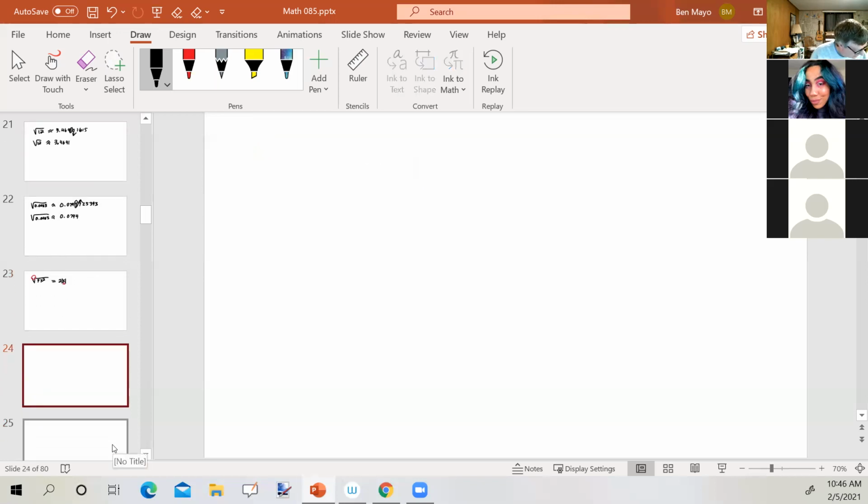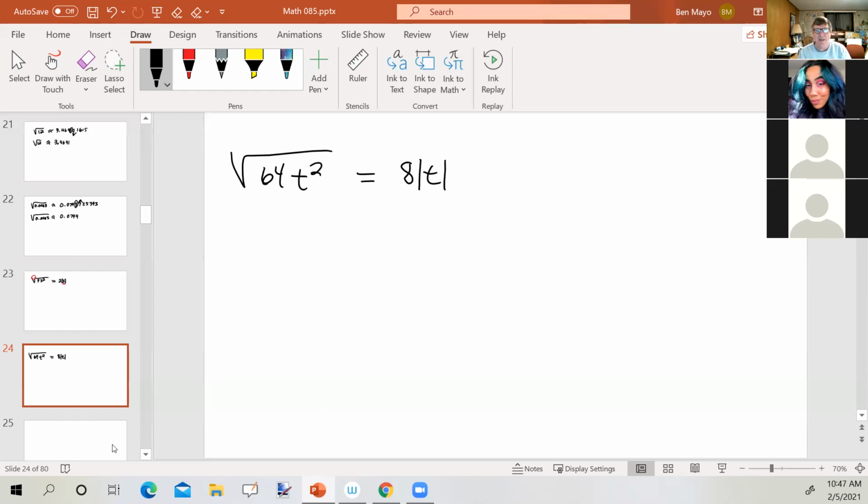Let's say I've got the square root of 64 t squared. And again, assume variables, no restrictions. T can be any real number. Use absolute value bars if necessary. So what's the square root of 64? That's 8. The square root of t squared is t, but just like the previous example, we would need absolute value bars to ensure that 8t is not a negative answer. Okay. Any questions there?